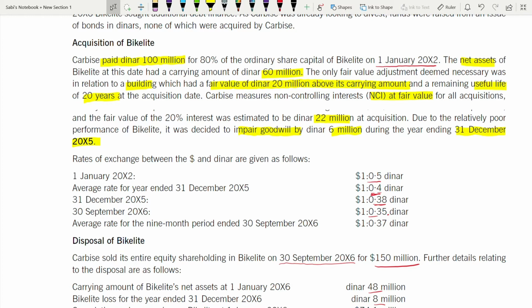But we are not taking the 9 months. We are only taking 4 years. So from the 20 years when you acquired it, deduct the 4 years. Therefore it will be 16 now over 20, which you have to depreciate. What is the fair value of this? It will be 20 into 20 for that property.